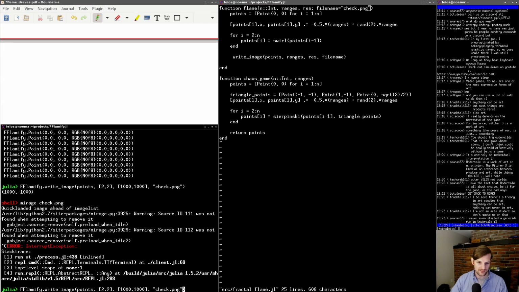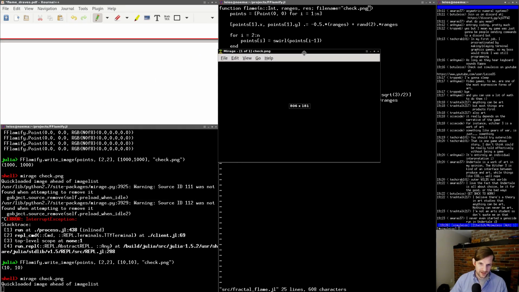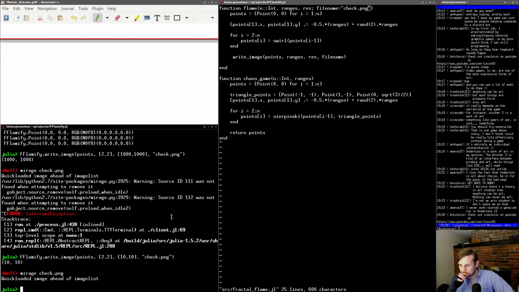So let me just try making this so it is a 10 by 10 image. Okay, and now we're going to run mirage check.png, and I am 90% sure there's nothing there. Yeah, there's nothing there. Okay. Let's see. So why is there nothing there? So we tried swirl. Swirl takes in the point location as it was before. R is going to be defined as the square root of x squared plus y squared. And that should be totally fine. Swirl should be working. I don't see any reason why it wouldn't be working.